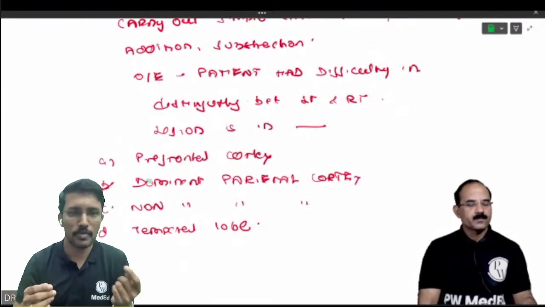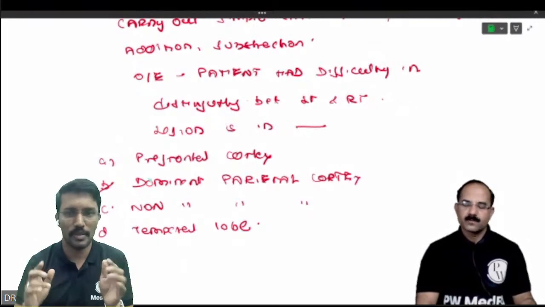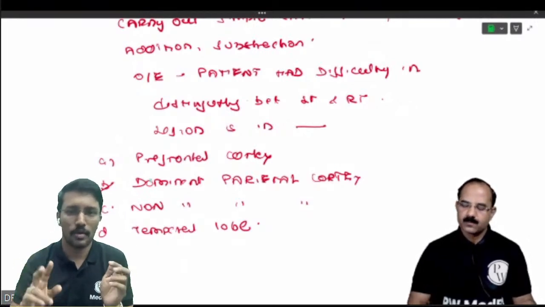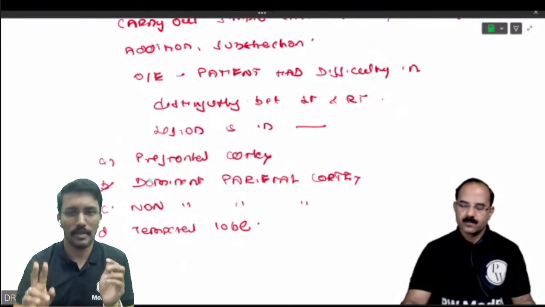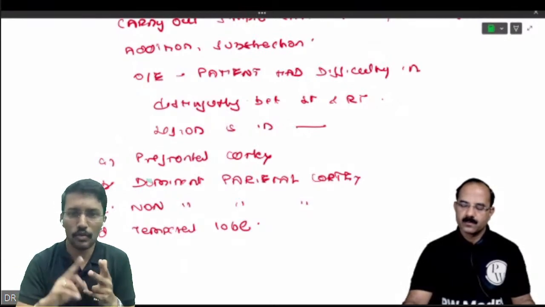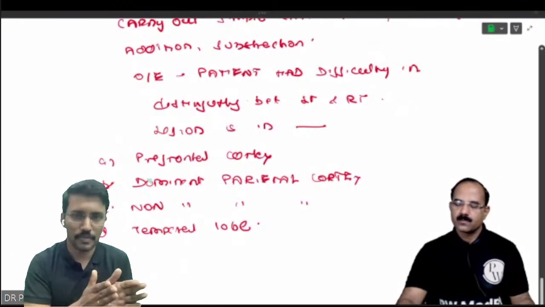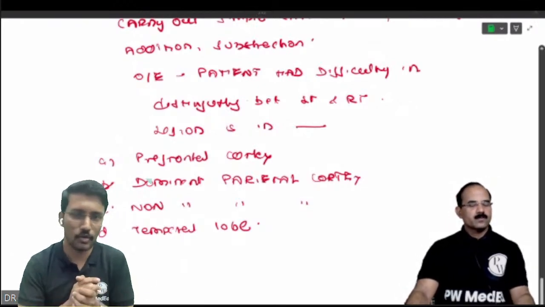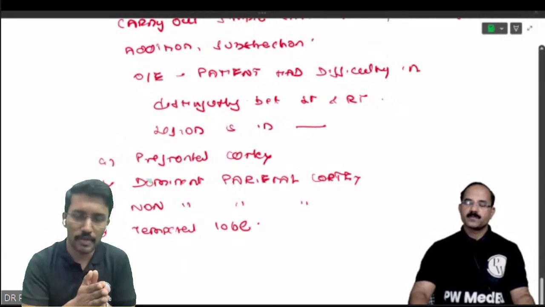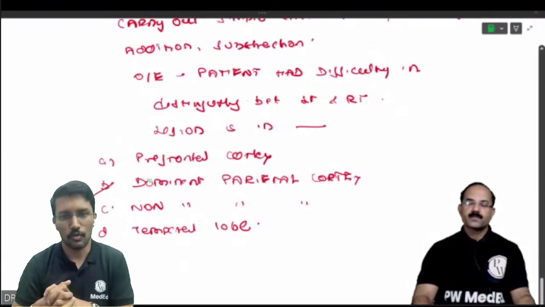If at all I'm getting confused between B and C, we have to always remember for the non-dominant parietal cortex, only two things to remember, right? That is anosognosia, hemi-neglect, and loss of construction skills. Rest of the things are the functions of dominant parietal lobe. So keeping that in mind, we will go with the answer as dominant parietal lobe.